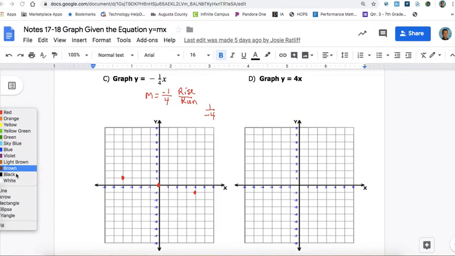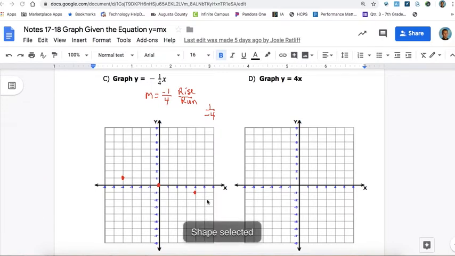Okay, use your ruler to connect and draw arrows on both ends. Circle where it crosses the y-axis, crosses right at the origin. And we didn't do this on the last one, but read it like a book from left to right and notice that it slopes down. And it's a negative slope.